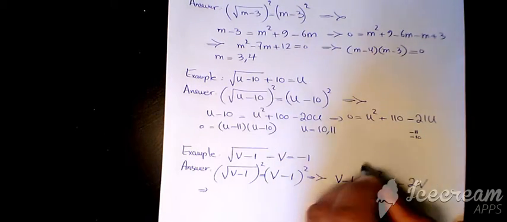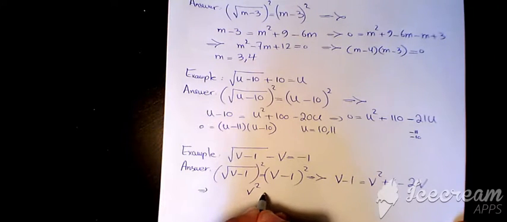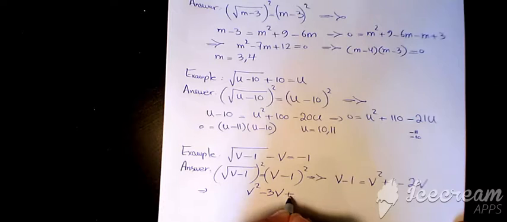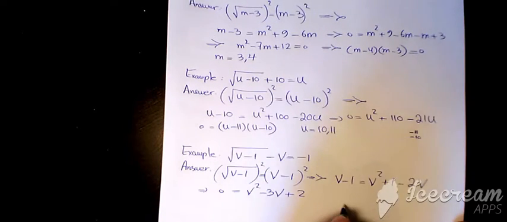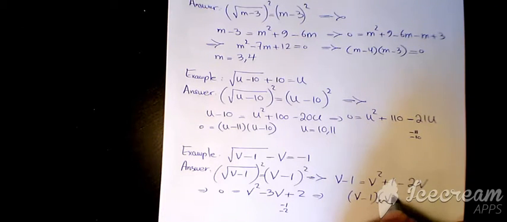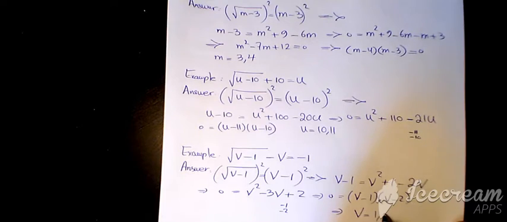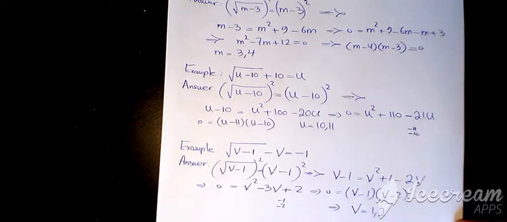Then we move everything to one side, it will be v squared minus 3v plus 2 equals 0. Then we have negative 1 and negative 2. When you multiply them it is 2, when you add them it is negative 3. That's how we factor that. So we have v minus 1 times v minus 2. The answer will be v equals 1 and 2. This is the final answer.